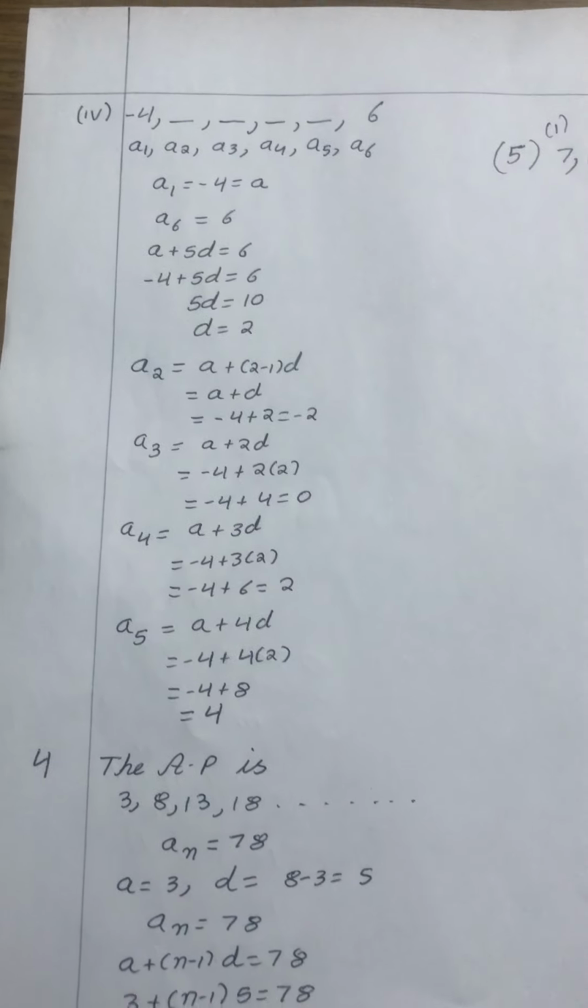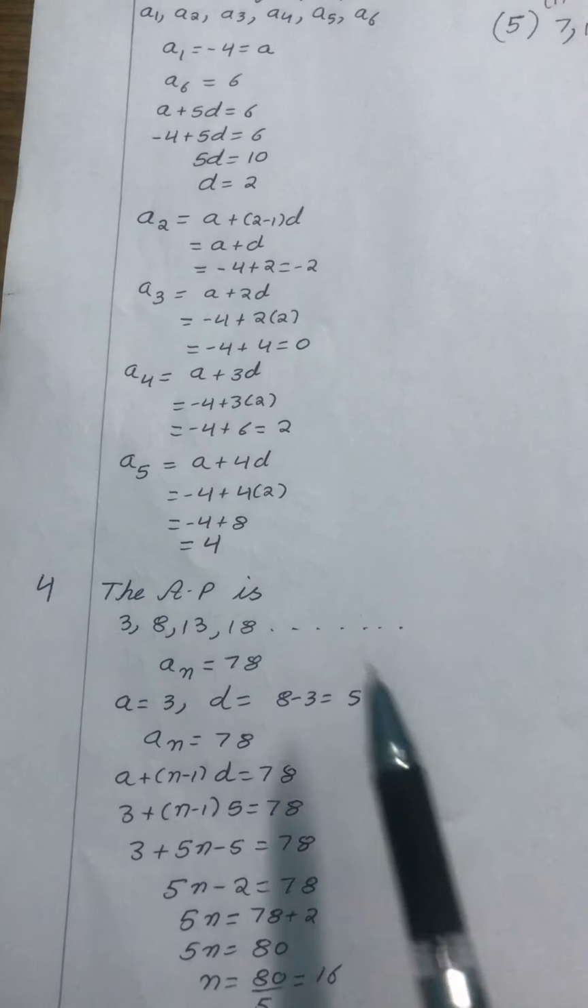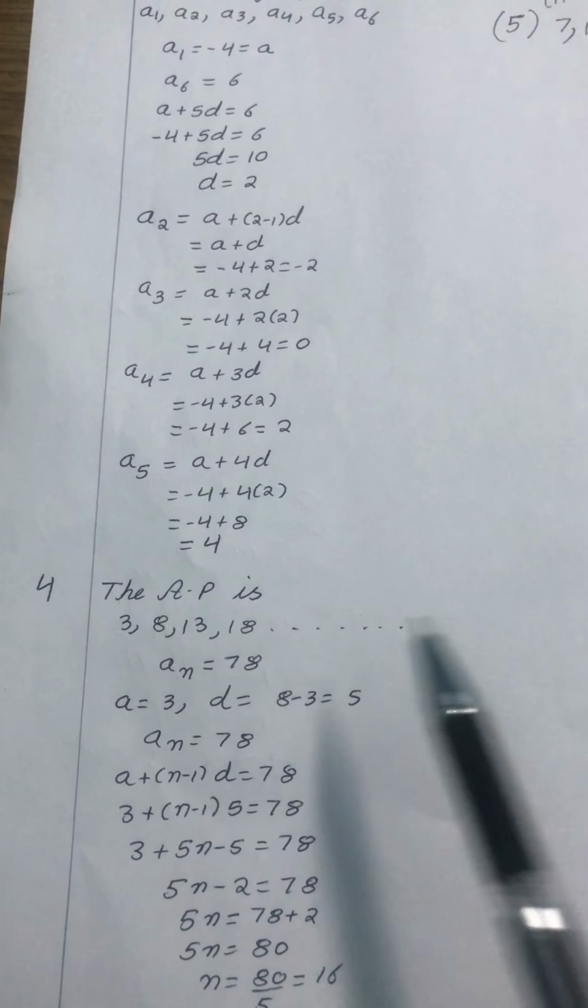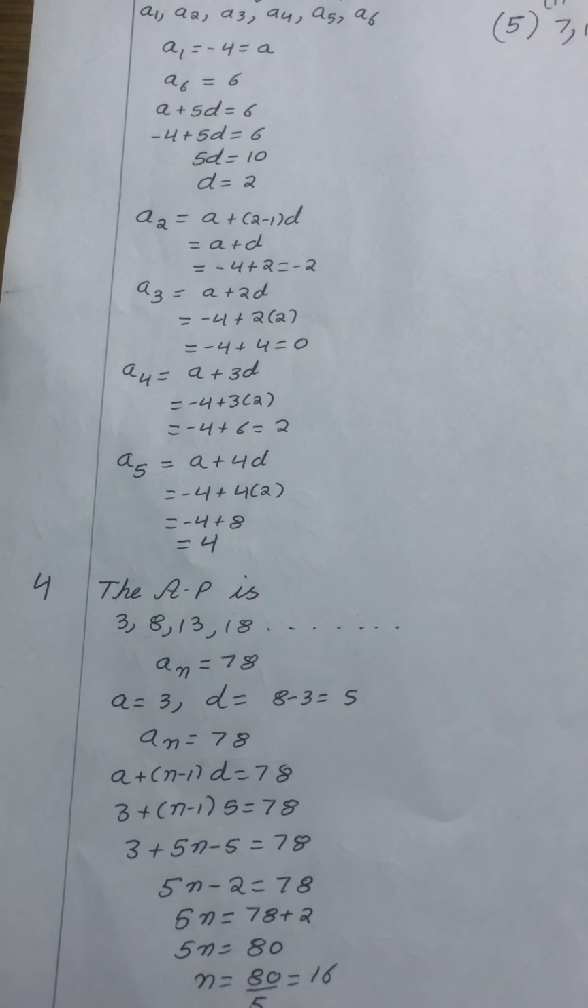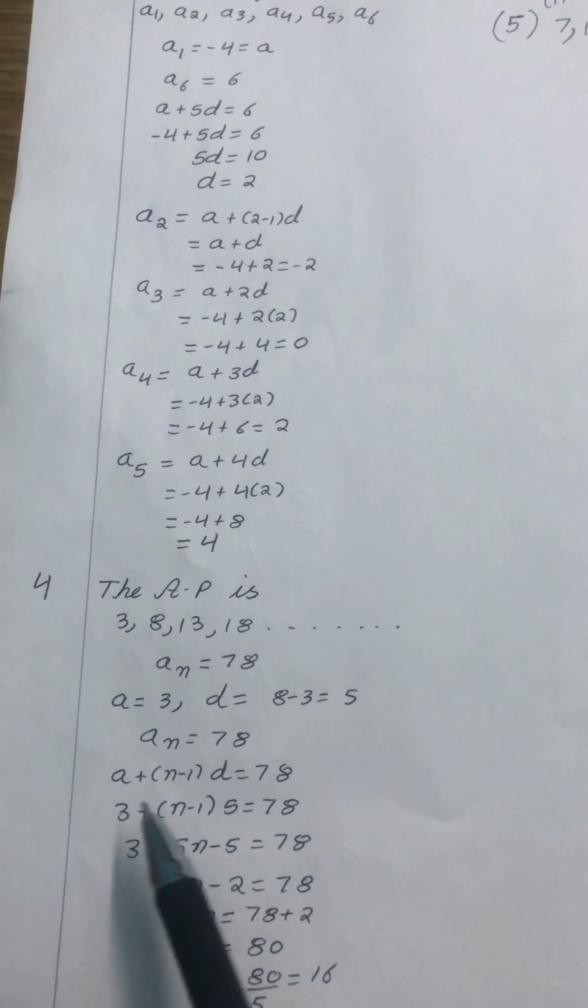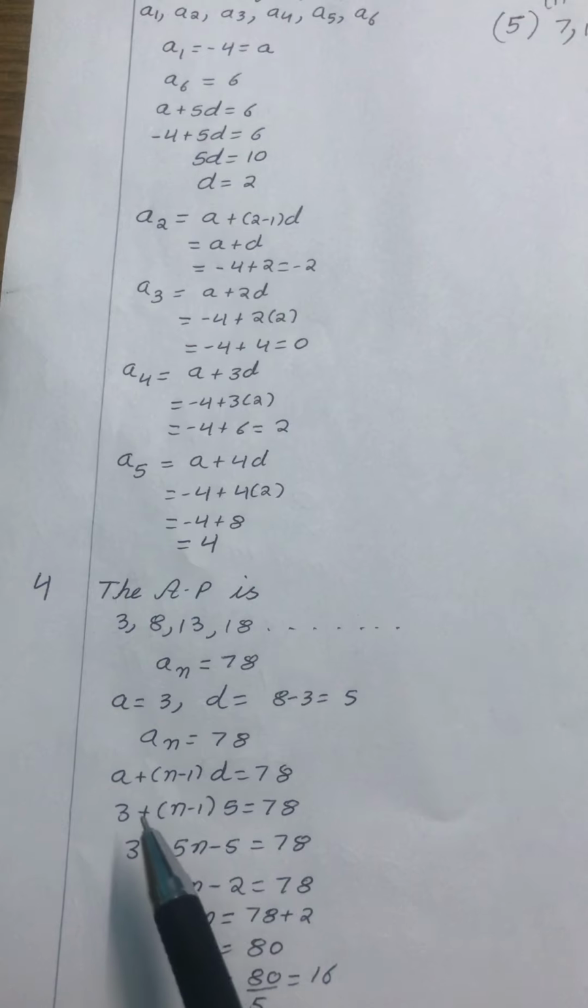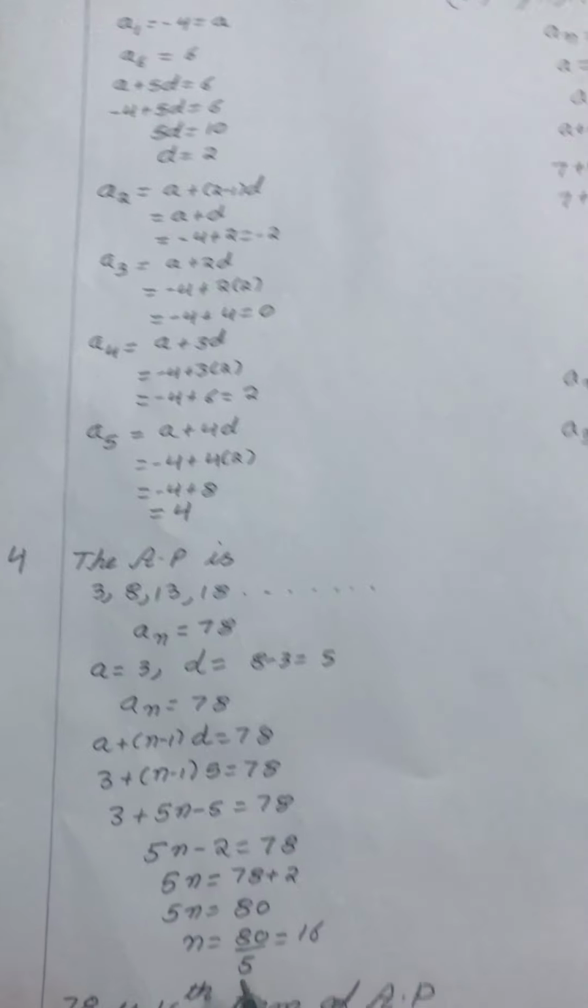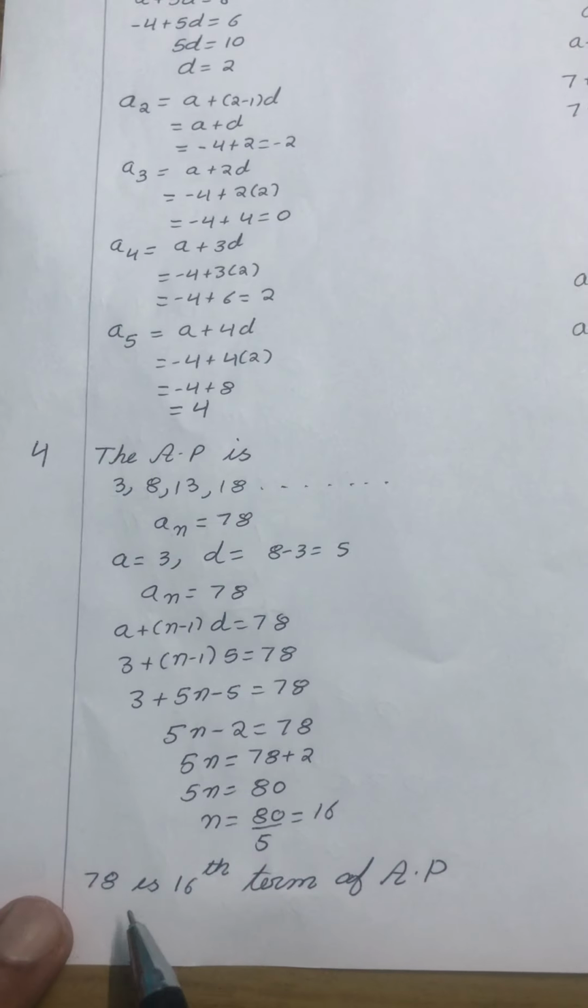Now the fourth question. In the fourth question, the AP is 3, 8, 13, 18 and it continues. Then they ask whether 78 is a term of this AP or not. So whichever term we want to identify, the 10th term, 11th term, that term we suppose as AN. So AN equals 78, apply the general term formula, substitute the values, open the bracket, so N has come 16. That means 78 is the 16th term of the AP.